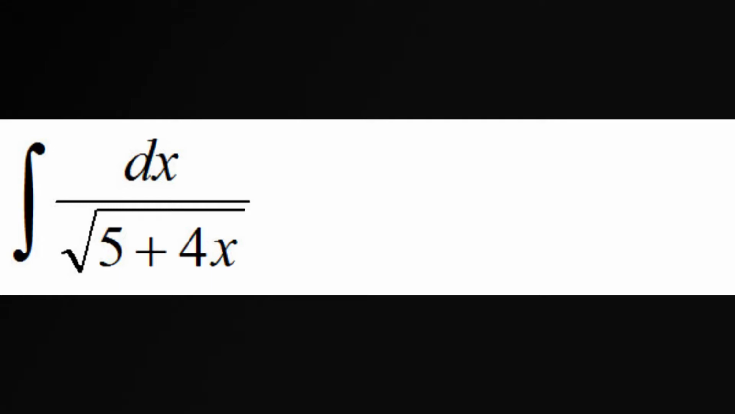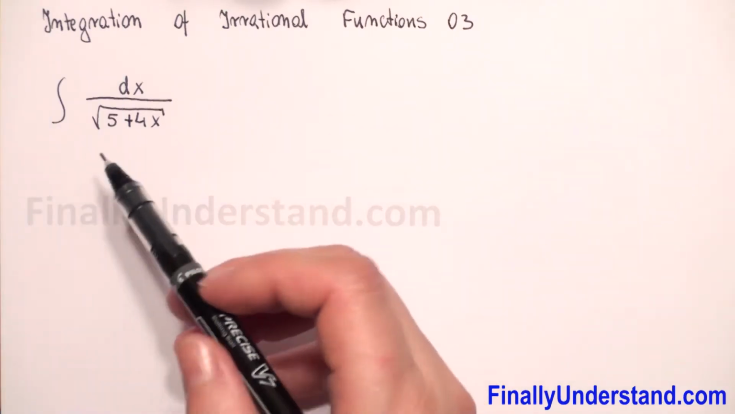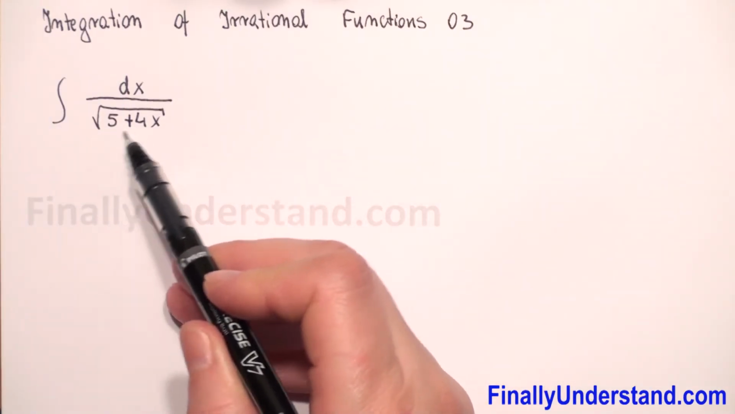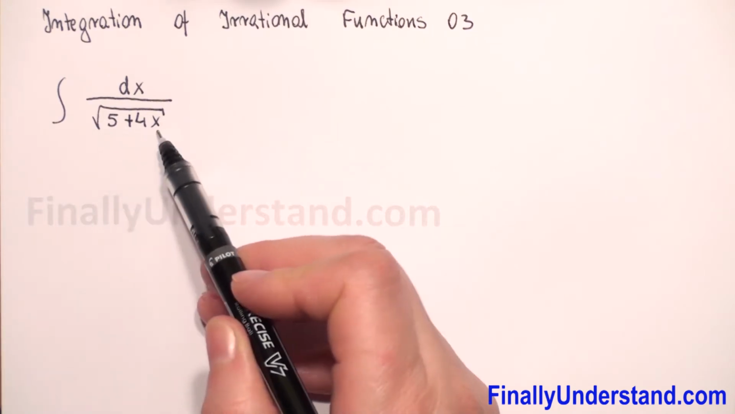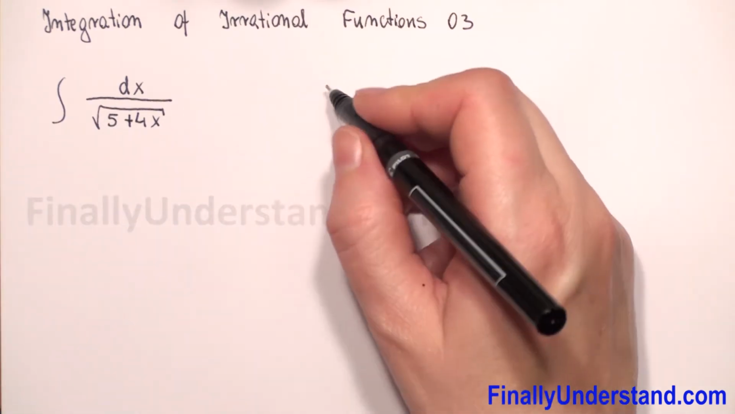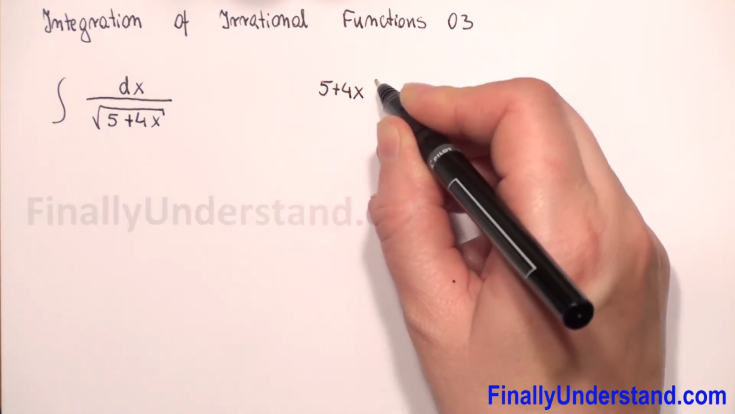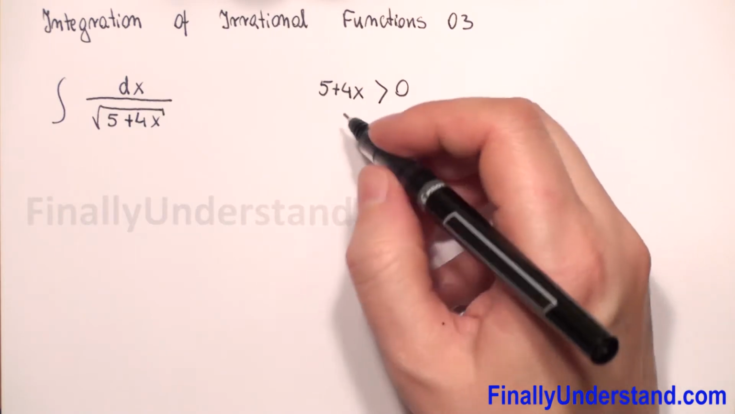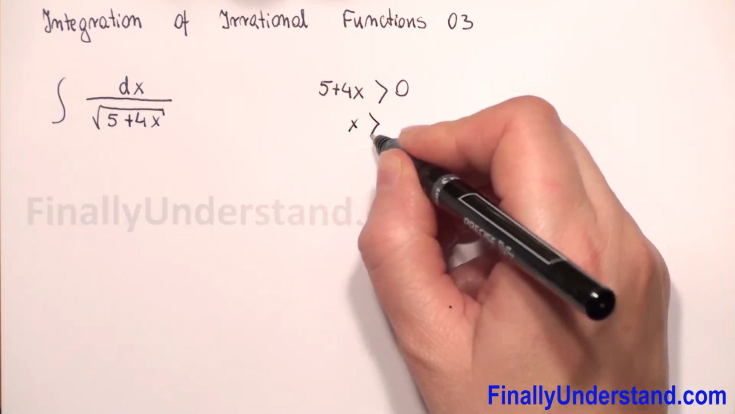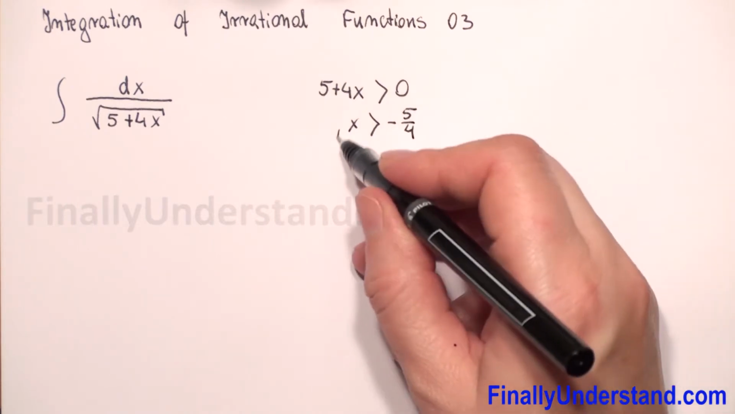We have the integral of an irrational function. First, because we have a square root in the denominator, we cannot have 0 in the denominator, and whatever is under the square root must be positive. So we have that 5 plus 4x must be greater than 0. So x must be greater than negative 5 over 4.